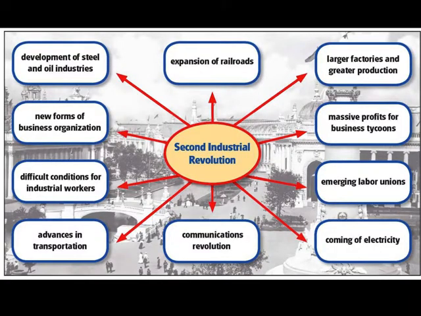So some of the characteristics of the Second Industrial Revolution include a greater attention to larger, heavier, longer trains, the expansion of railroads, the production of larger factories that reach greater production, also huge profits for business tycoons that own these factories. We see the development of stronger labor unions that are more aggressive in representing workers' rights, the development of electricity, communications, advances in transportation, and a new focus on oil and steel and chemicals, as well as new forms of business organization during the Second Industrial Revolution.